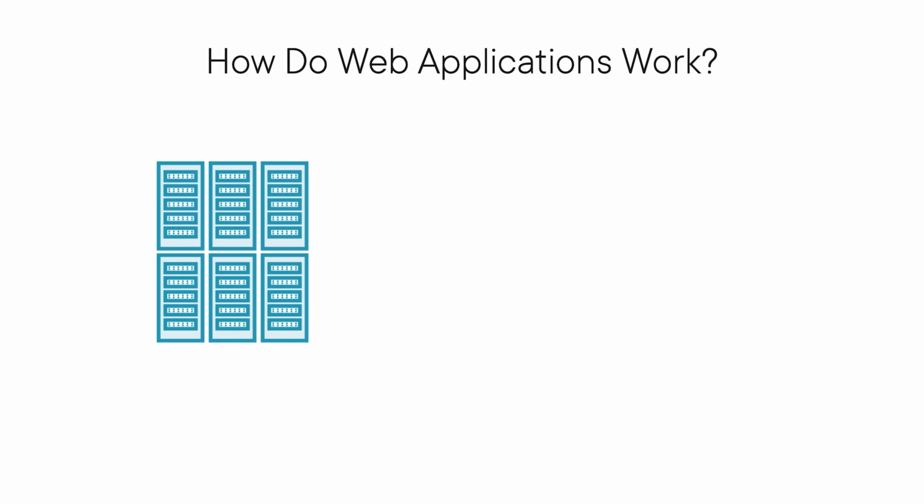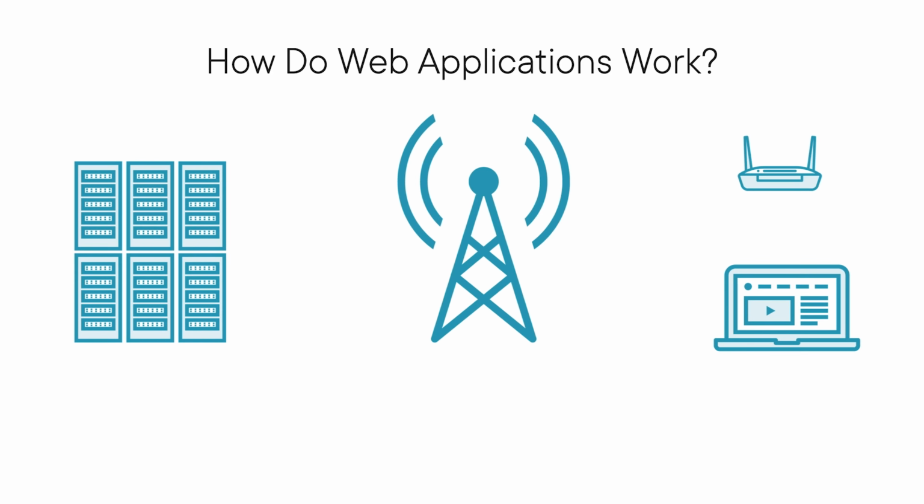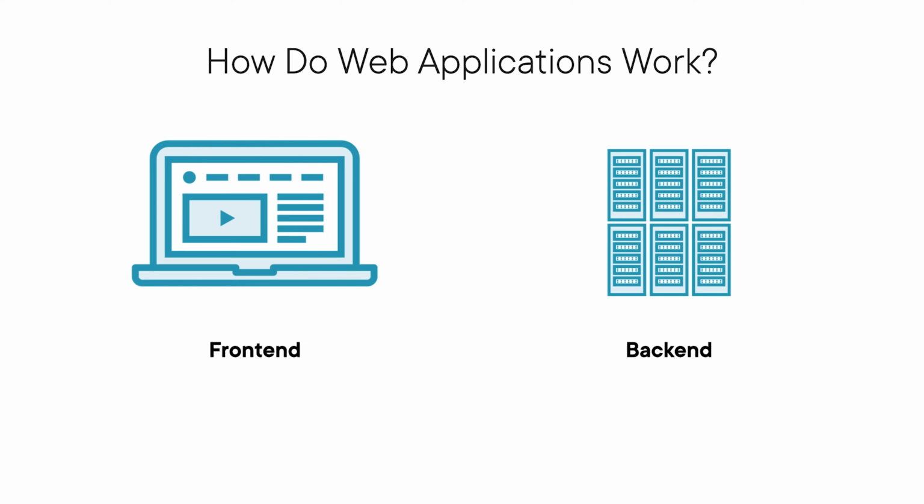To understand why, let's take a look at how web applications work. Unlike desktop applications that run locally on your computer, web applications are distributed. This means that the code for a web application is running on a server somewhere, and the user is interacting with it through a web browser. The user-facing part of a web application is called the front end, while the code running on the server is referred to as the back end. These two components communicate with each other over the network.